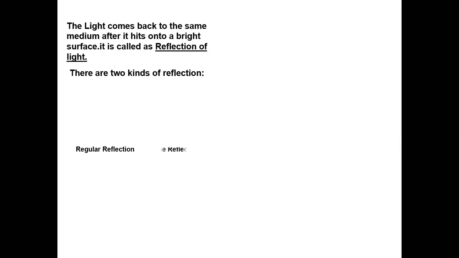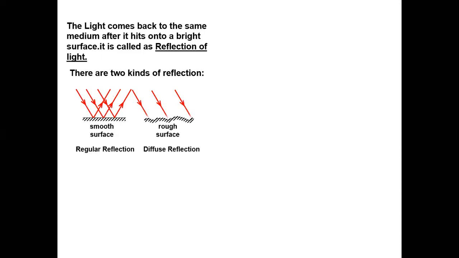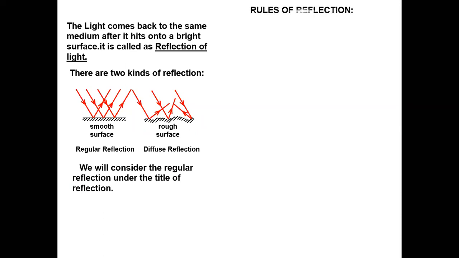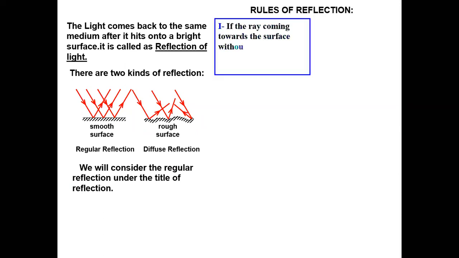So there are two types of reflection. The first one is regular, the second one is diffuse reflection. In regular reflection, as you see over here, you send light rays onto a smooth surface, and the light ray is going to be reflected like this. When you send the light rays onto a rough surface, the light rays are going to be reflected differently because of the surface. We call this type of reflection diffuse reflection. We are going to consider regular reflection under the title of reflection.